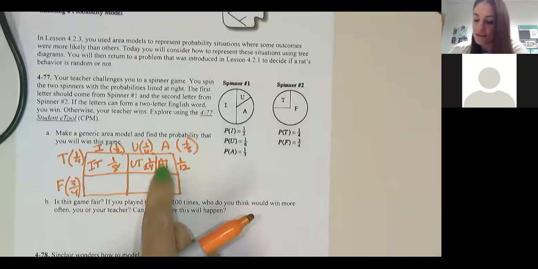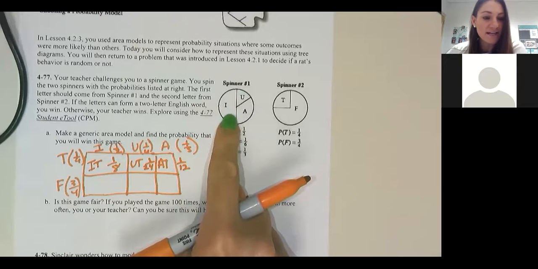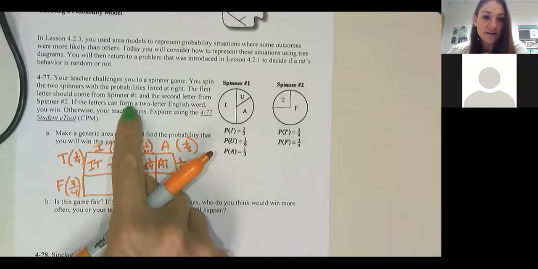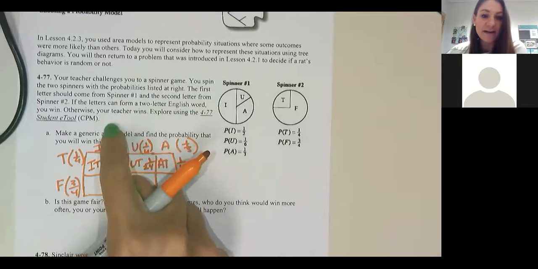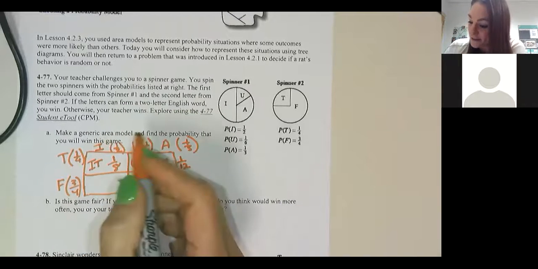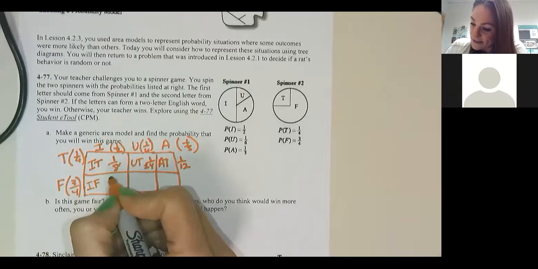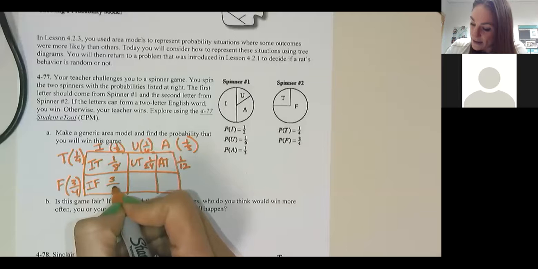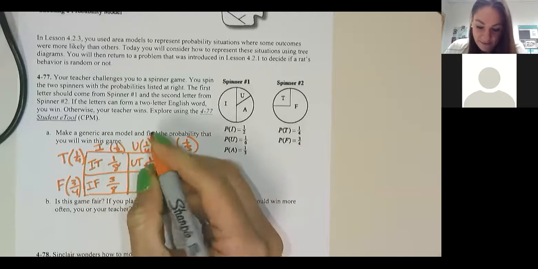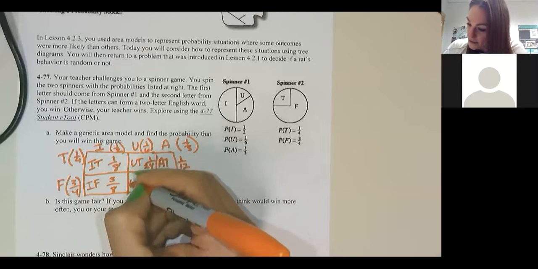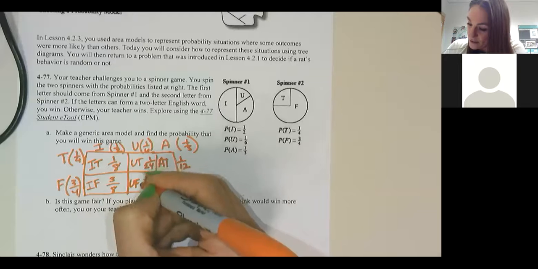All right, so I'm just putting the two letters together because we're spinning two spinners and we're seeing what word we could spell. Okay, so if the two letters form an English word, you win. Otherwise, I would win. All right, so now this would be IF. And I would multiply those probabilities. So that would be 3/8. And then UF would be 3/24.